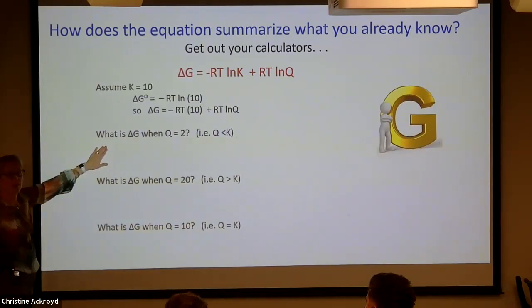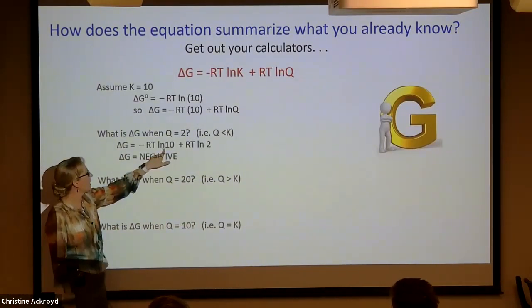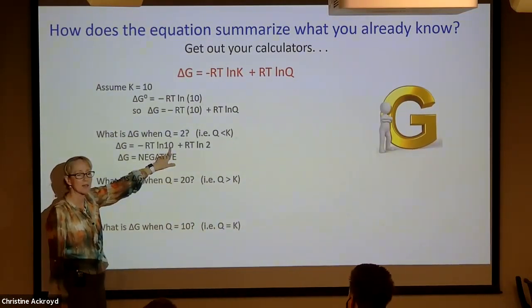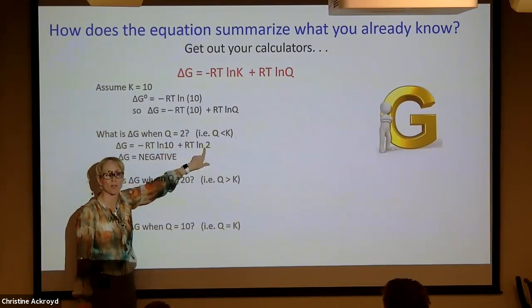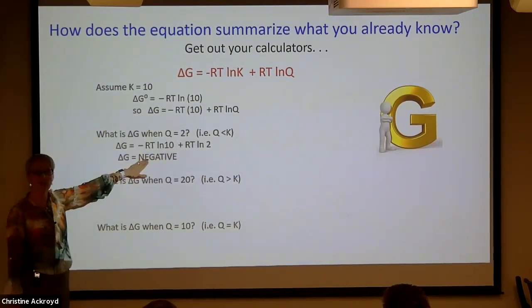What do you get? You actually don't even have to plug them in. Natural log of 10 is going to be bigger than natural log of 2, right? Both of them are positive. When you add them together, you end up with a negative number.